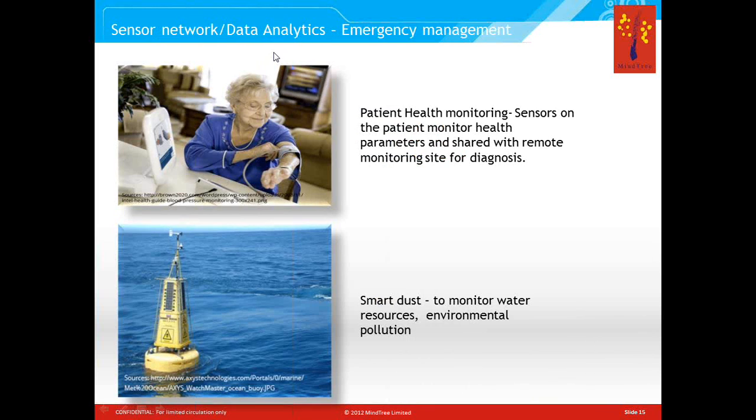We talked about sensor networks. We also talked about a lot of this data analytics that you can use to take decisions. These are some of the examples. For example, assisted living, or helping old people to live alone, but still you want to monitor their condition and their health continuously. You use different kinds of sensors on the patient, and you can monitor the health of the patient remotely.